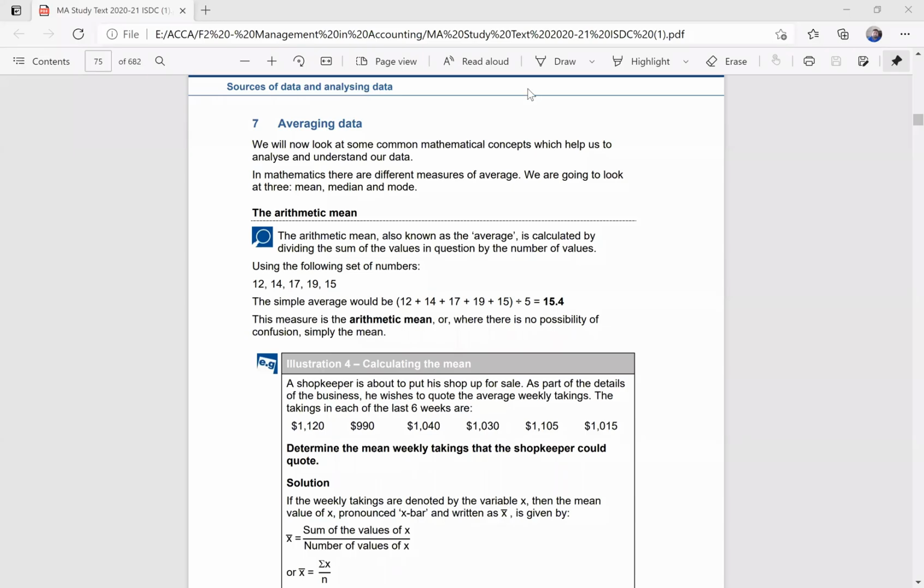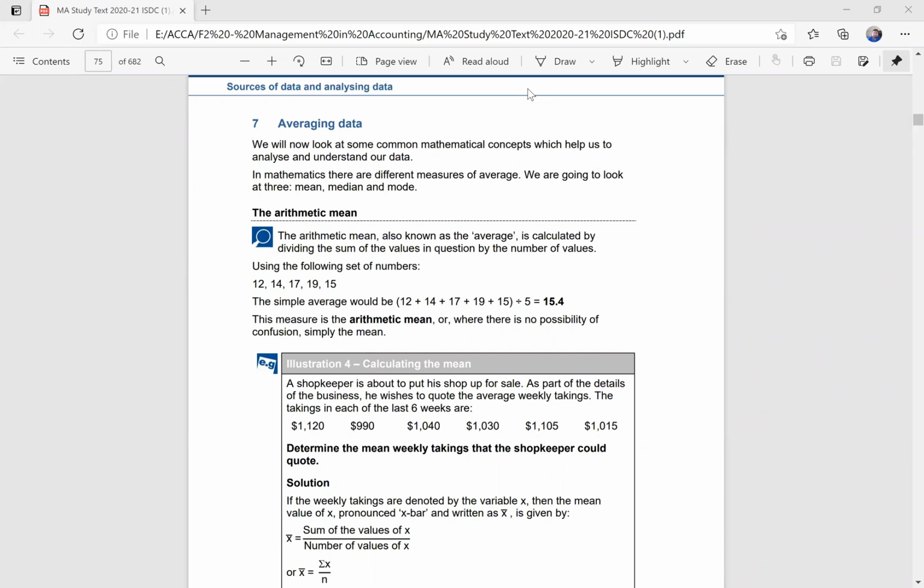All right, so continuing with chapter 2 only, coming towards averaging data, there are different measures of average. There's mean, there's median, there's mode. So arithmetic mean is basically the actual average, and that is computed by adding the values of each and every number or whatever is given to you and divide by the number of values that are available to you.